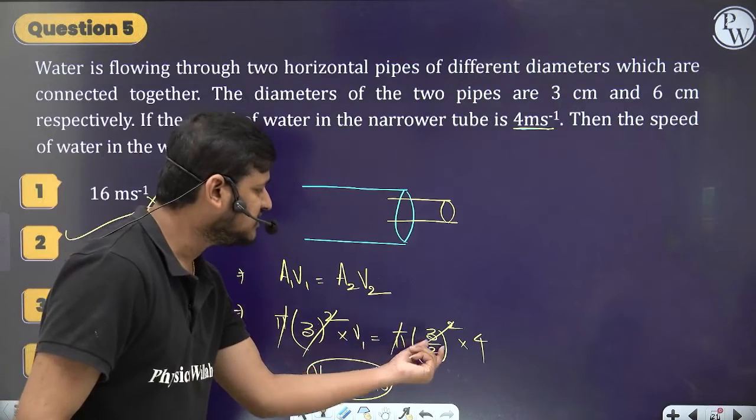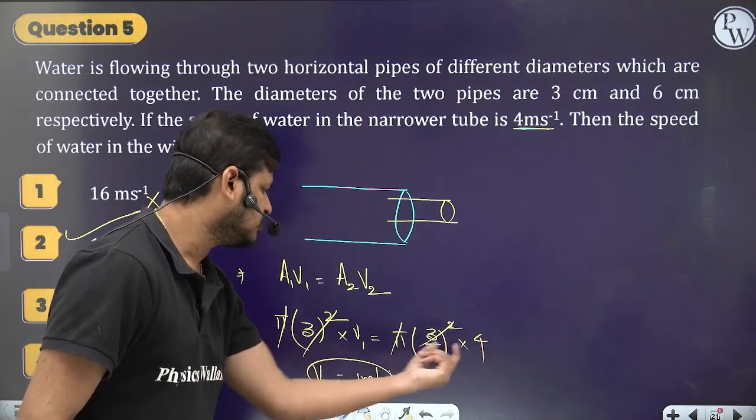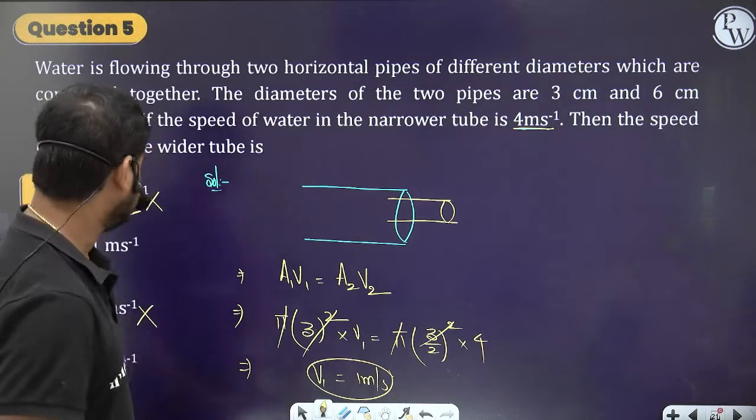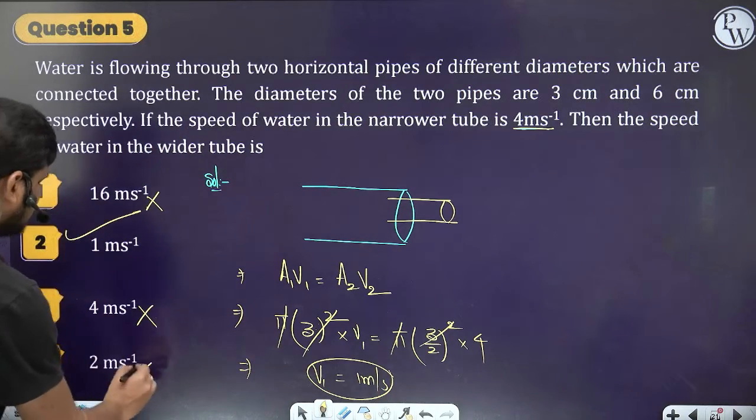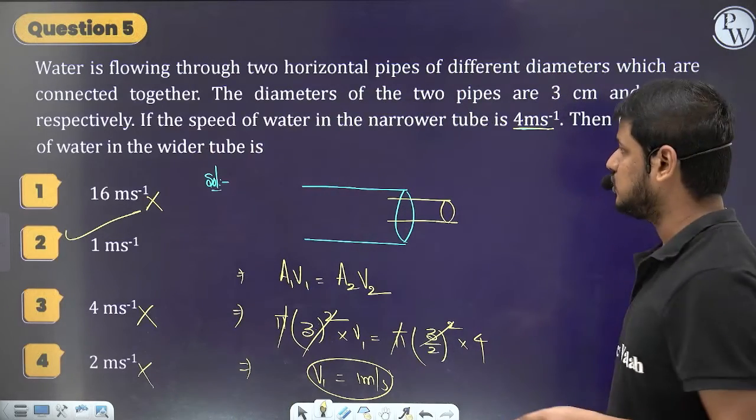Here 2 square means 4, 1 by 4, 1 by 4, they both get cancelled, we get 1 meter per second. So option 2 is the correct one, guys. Done. Simple question. So let's move further.